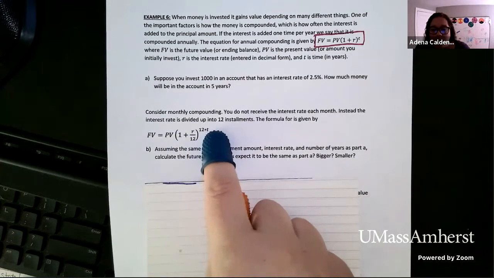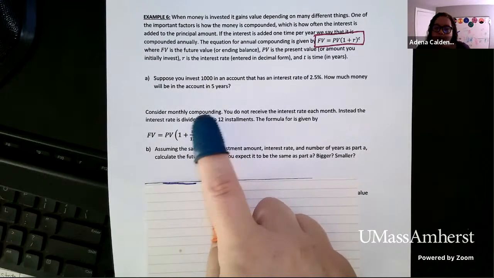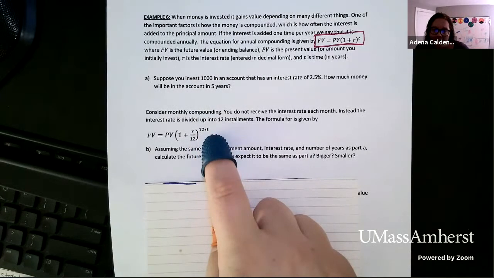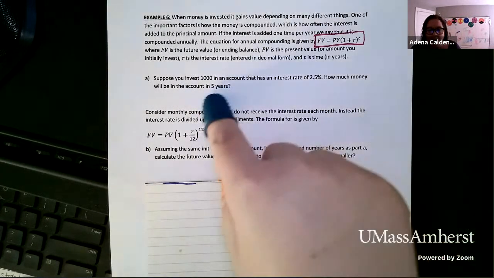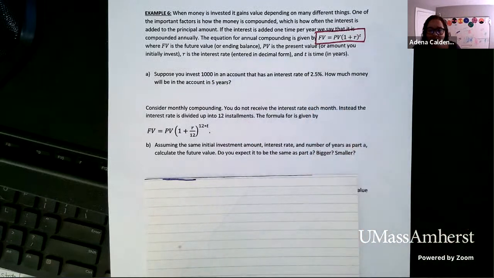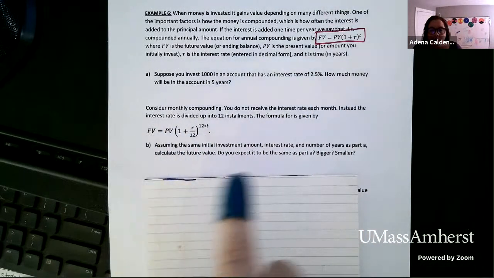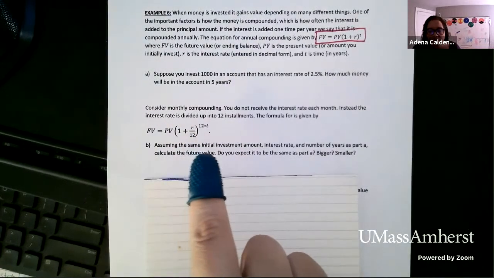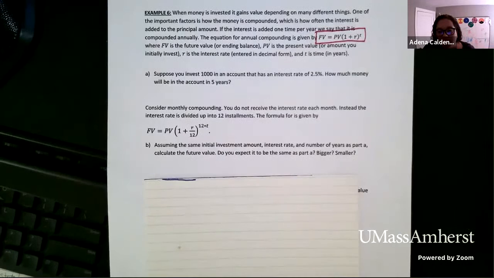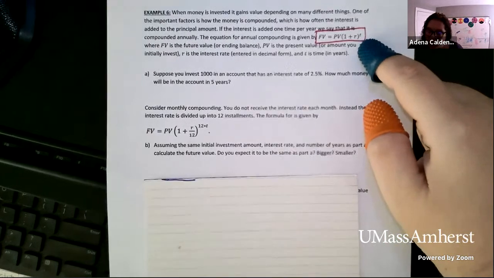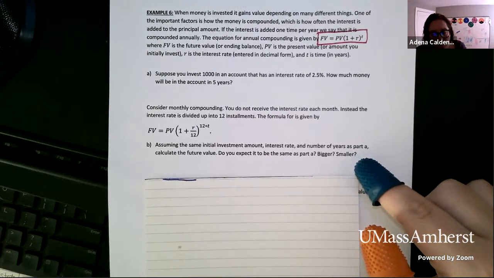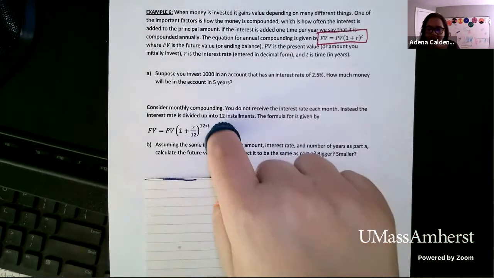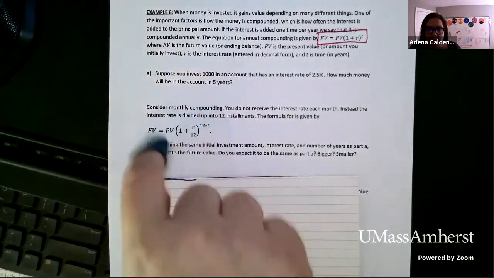But then in the power, we have 12 times T because we're compounding 12 times a year times however many years, okay? So for part B, we're going to assume the same setup as part A. So $1,000, interest rate of 2.5% for 5 years, but now we're compounding monthly. And so the question for part B is, do you expect this to be bigger than part A, smaller, the same? So what I want you to do is compute the future value for annual compounding for part A. Then I want you to guess whether you think monthly compounding will give you more money, less money, or the same. And then go ahead and compute it using this monthly compounding equation.